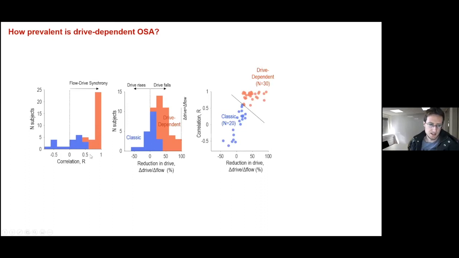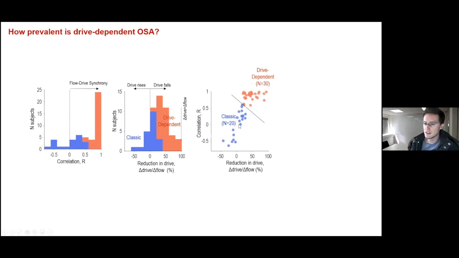And here's some of the characteristics of those that had that correlation coefficient. The blue are the classics, the red are the drive-dependent. And overall, we ended up with 30 drive-dependent patients and 20 classic patients. And these were those two features, that correlation coefficient. We weren't using these to score them, but this just, if you like, supports our scoring of what these patients were considered. These individuals had a correlation coefficient generally over 0.5. We also looked at that ensemble average drop in drive, so that the drive-dependent also had a greater reduction in drive than the classic, as you would expect, confirming our scoring here.